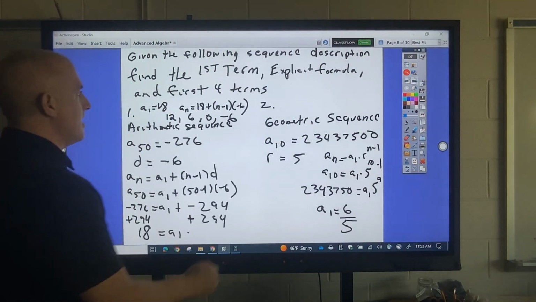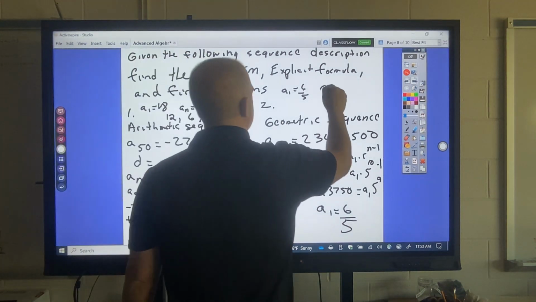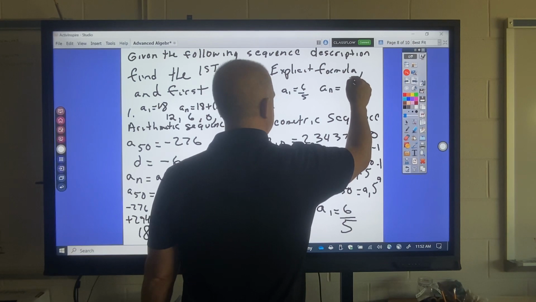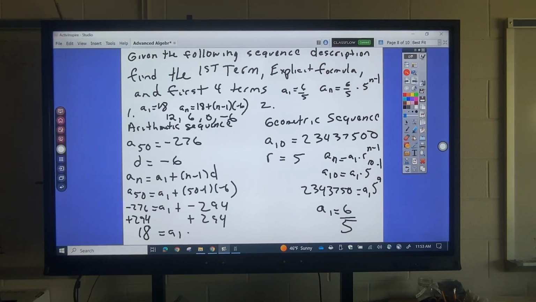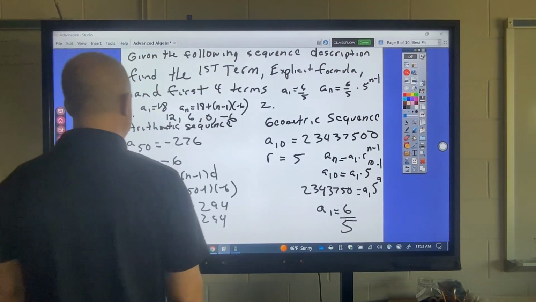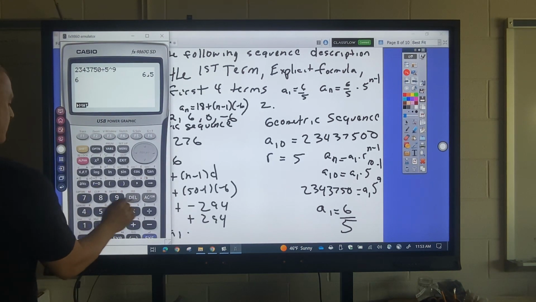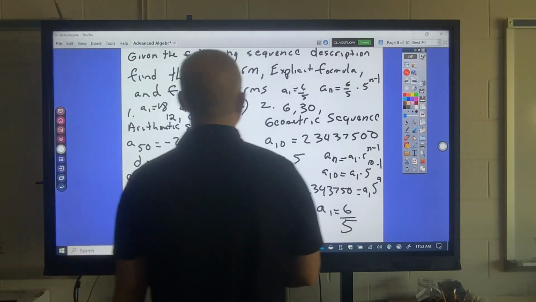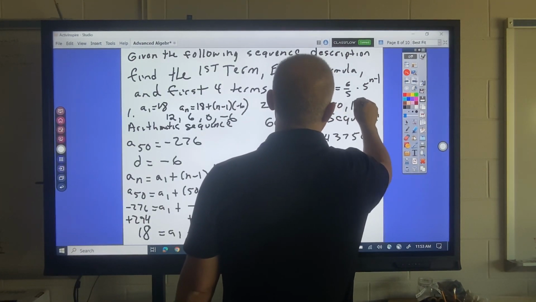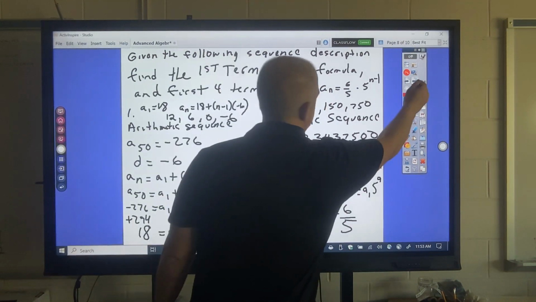Okay, so I got a1 is 6/5. The explicit formula would be this, 6/5 times 5 to the n minus 1. And then for the next 3 terms, I would take 6/5 and multiply by 5, obviously, which is 6. Multiplied by 5 would be 30. Multiplied by 5 would be 150. Multiplied by 5 would be 750. Okay, that's how you would do that one.